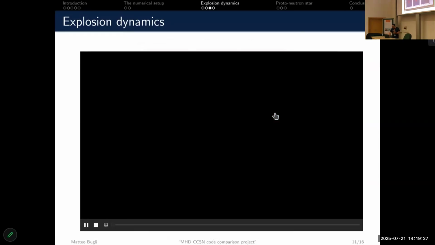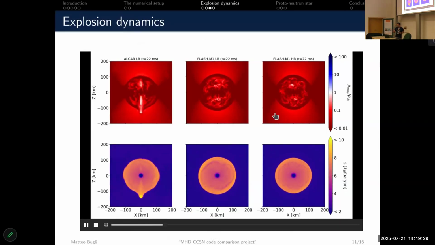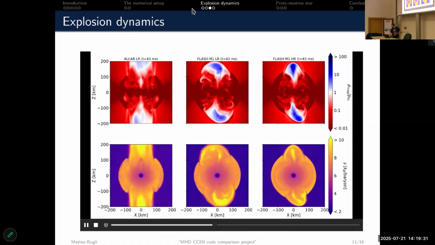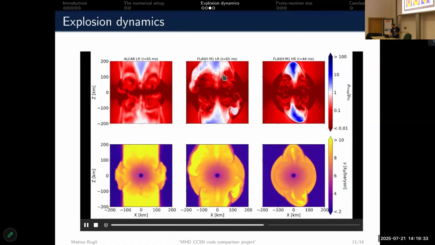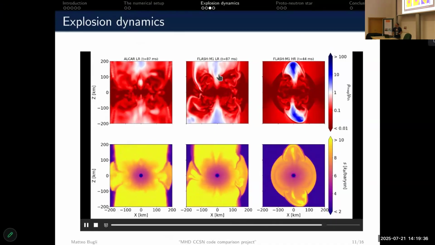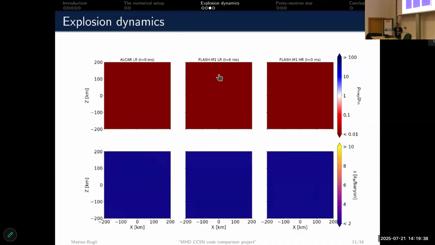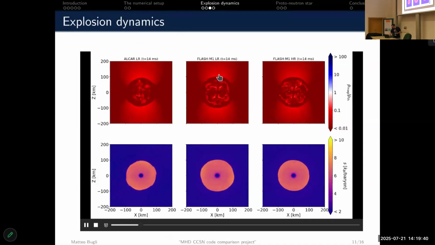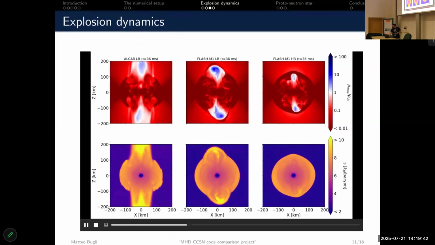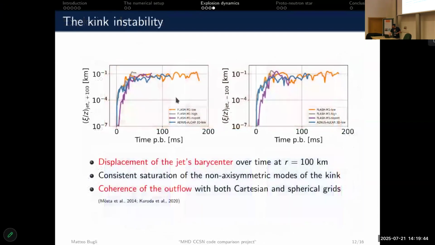If we take a closer look at smaller scales, then we can appreciate even a wobbling of the base of the outflow in the case of FLASH, which is not very much there for the other code. So this is another representation of the different degree of asymmetries in the models.